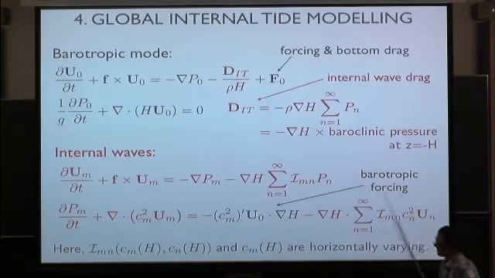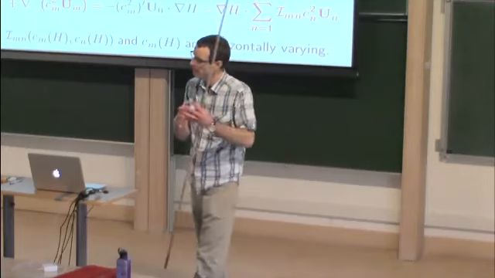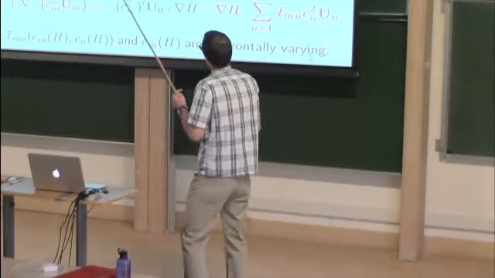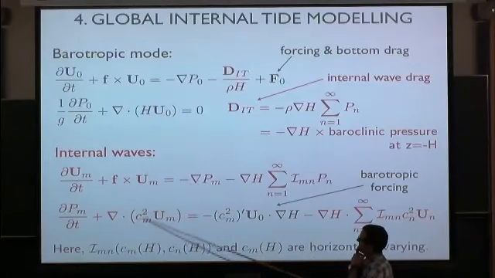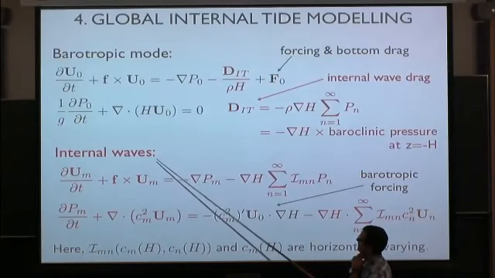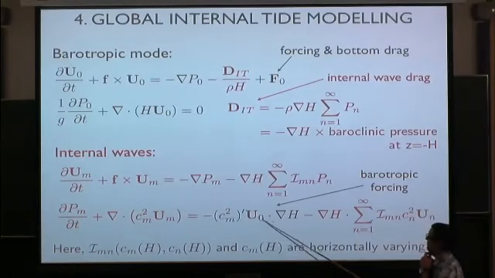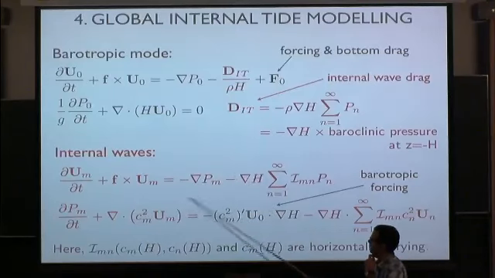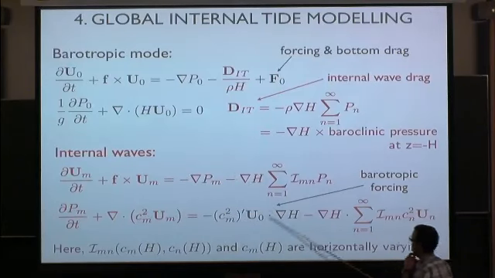Okay, so that's the first problem, the global barotropic problem. The second problem is the internal waves. So we're now looking at these guys down here. So the second problem I'm just going to look at for the moment is, let's suppose we know the barotropic tide, what internal waves do we get? So we're going to be solving these equations here.